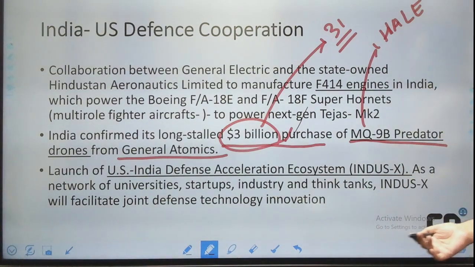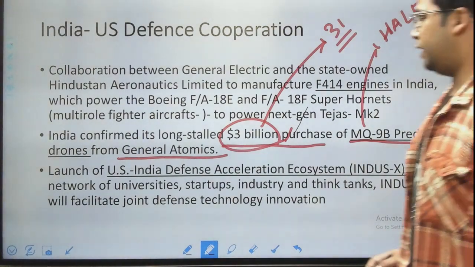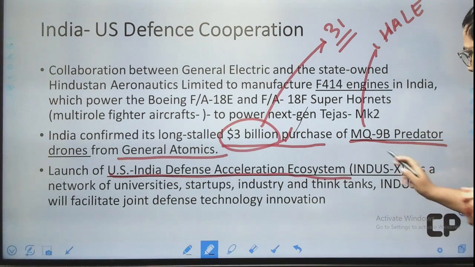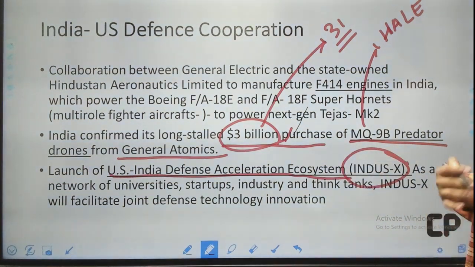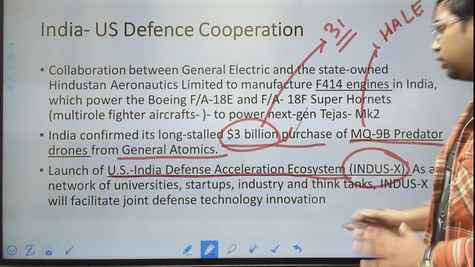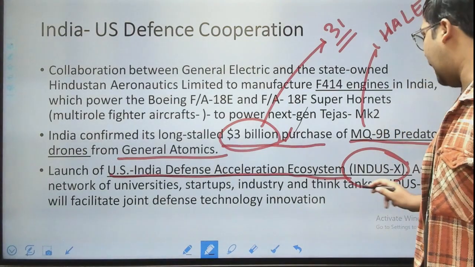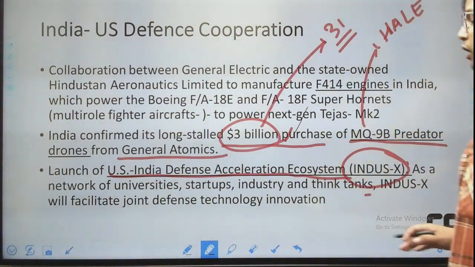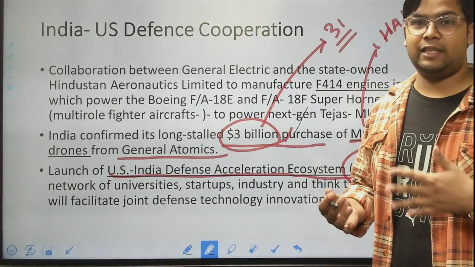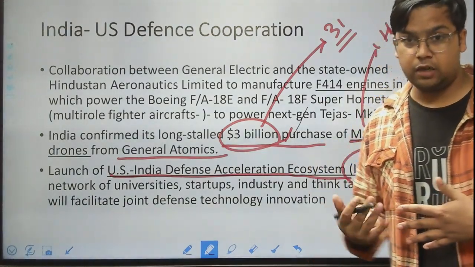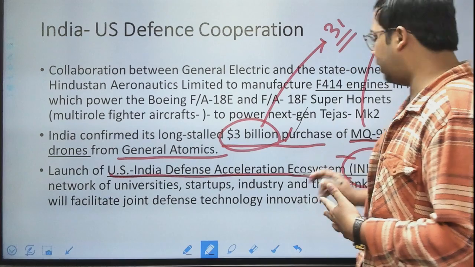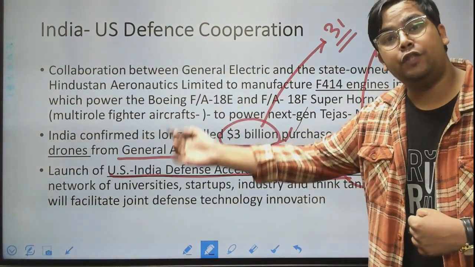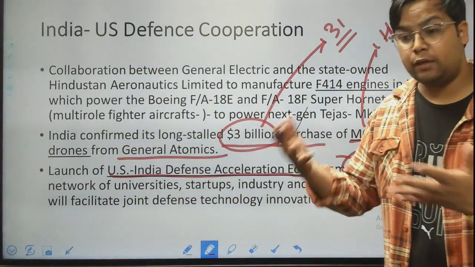And last but not the least, we have also launched the US-India Defense Acceleration Ecosystem, INDUS-X. Now, what is INDUS-X? INDUS-X is a network of universities, startups, industries, and think tanks in the field of defense services and defense technologies. So let's say there's an Indian company, a private company. They can join INDUS-X. They can also benefit from companies of US origin joining this INDUS-X, and they can collaborate and come up with different technologies.